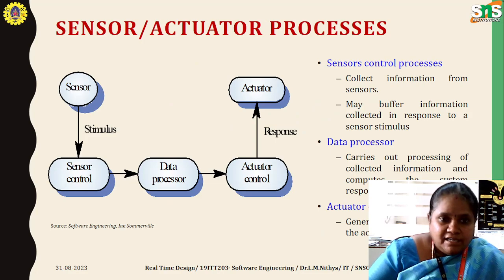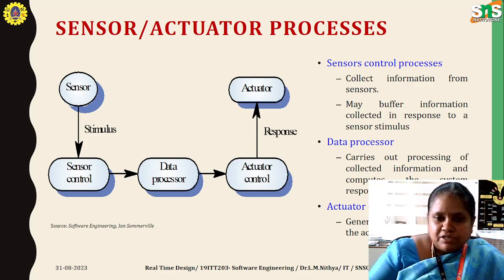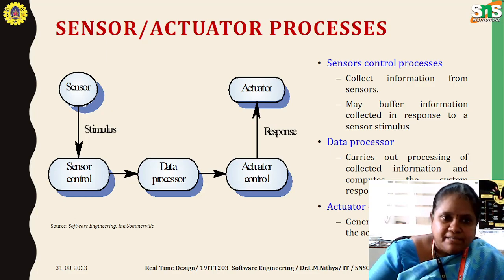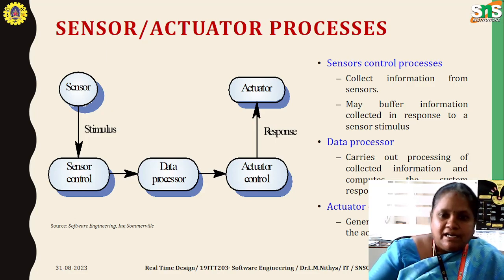So the sensor will produce a stimulus which is given to the sensor control, which again gets processed in the data processor, and it gives the output to the actuator control. The actuator control generates the response given to the actuator, which controls the environment. So we have three important parts here: sensor control process, data processor, and actuator control.